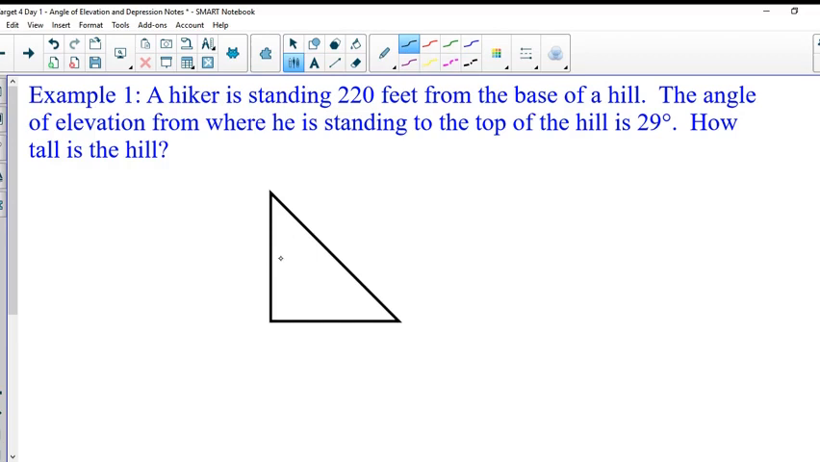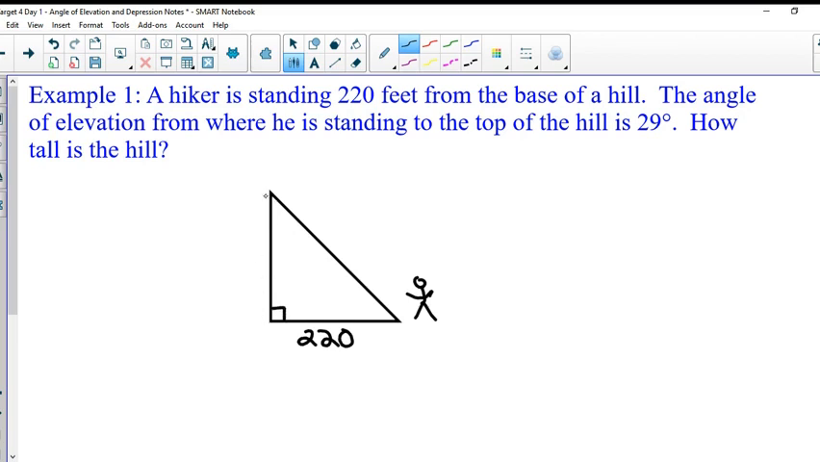So here's what we know. We know we have a hiker, and we know the hiker is standing 220 feet from the base of the hill. So the base of the hill means the bottom of the hill, which would imply that we're talking about the ground or this horizontal. So here's our hiker, my little stick figure here. Okay, he is standing on the ground, and this distance right here is 220 feet because this is my hill. This vertical line right here, that's representing my hill in my right triangle.